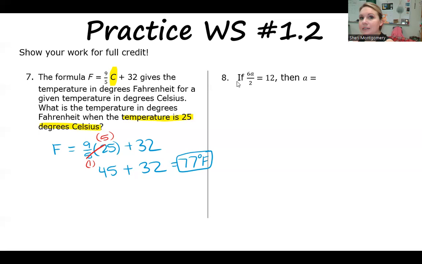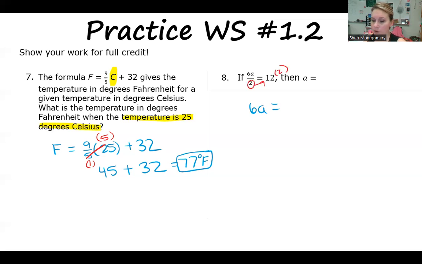For question 8, if 6a divided by 2 is equal to 12, then a is equal to what? That's a fancy way to say solve for A. So if we want to solve for A, does anybody know what our first step is? Yeah, if we're dividing by 2, well, then we need to take that over and we need to multiply by 2.